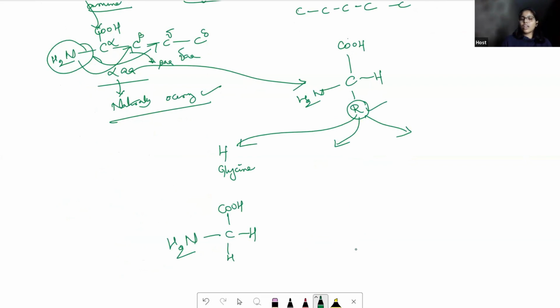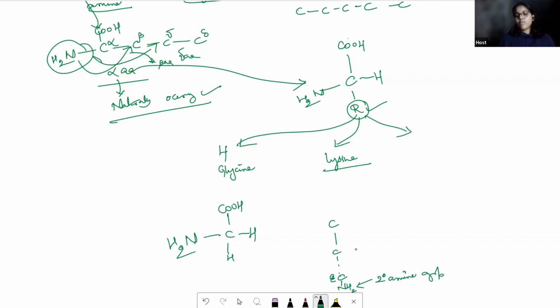Remember the structure of glycine, which we'll be discussing later, because in the case of lysine, what happens? You will have an extra amino group. After up to epsilon C, after epsilon C, you will have an extra amino group, which is called a secondary amine group.